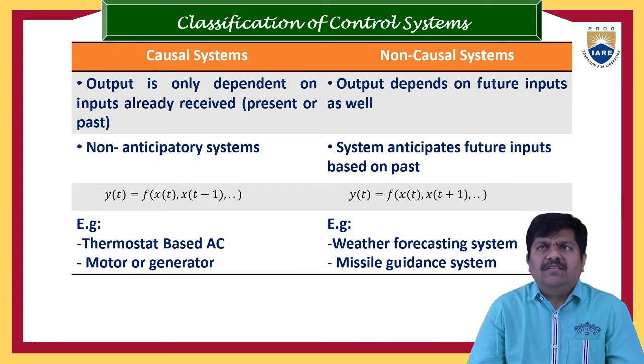And this is the causal and non-causal systems. Weather forecasting and missile guidance are examples of non-causal systems, and a motor or generator and a thermostat-based AC are examples of causal systems. Here a causal system is not anticipatory, it is not going to anticipate, but a non-causal system is going to anticipate, such as weather forecasting related issues. This is a small classification in control systems.